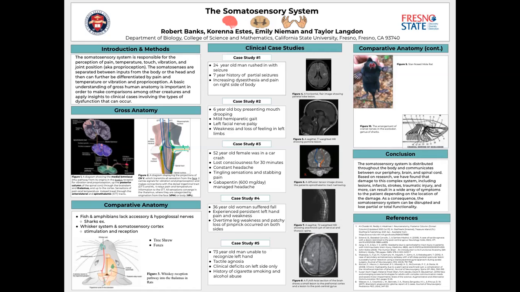Okay, so my name is Taylor, and like Robert said, I'll be looking at some of the case studies. For case study 1, with any of these, we want to ask ourselves a set of questions so that we can try to determine what's going on with the individual. In case study 1, we have a 24-year-old man who was rushed to the emergency room with a seizure, and he had a 7-year history of partial seizures, about 5 to 10 a day. He was also experiencing increasing dysesthesia and pain on the right side of his body.